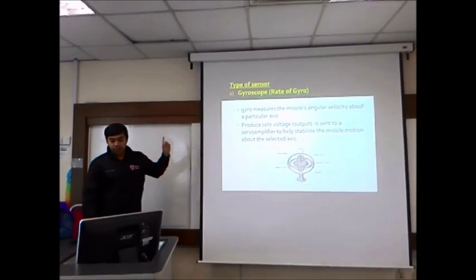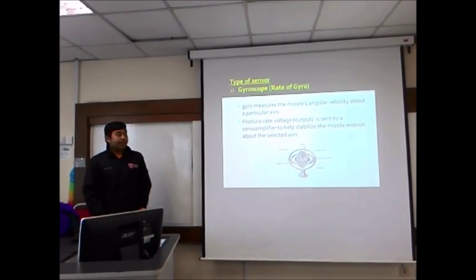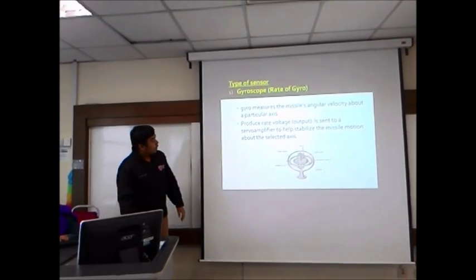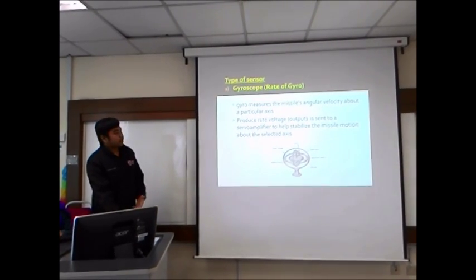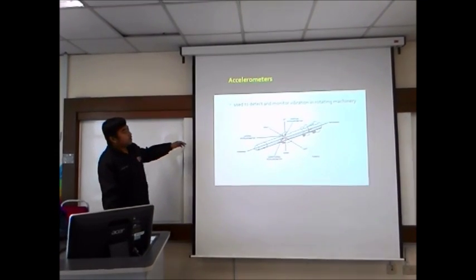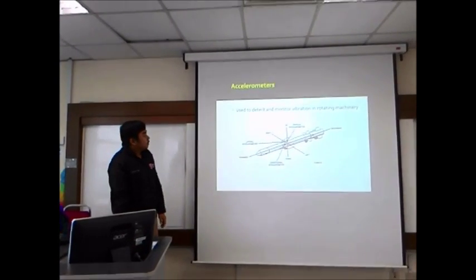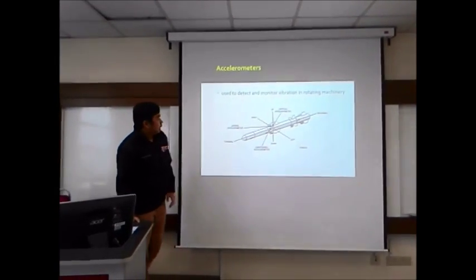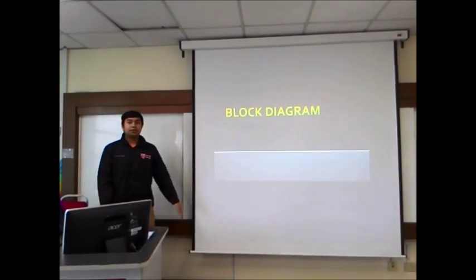Types of sensor. The first one is the gyroscope. It is used in aeroplanes to achieve stability. It produces a rate voltage output sent to the servo amplifier to help stabilize the missile motion about the center axis. And then this one is the accelerometer. It is used to detect and monitor vibration in rotating machinery. You can see that the accelerometer is in here. Next, Chong will continue the presentation.